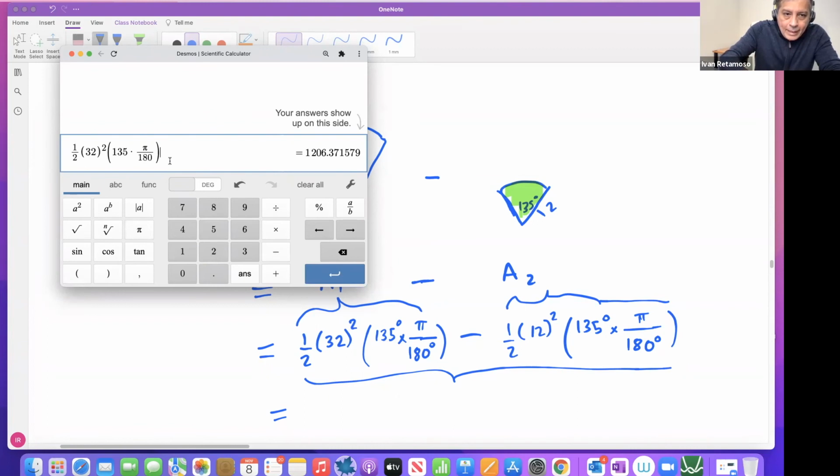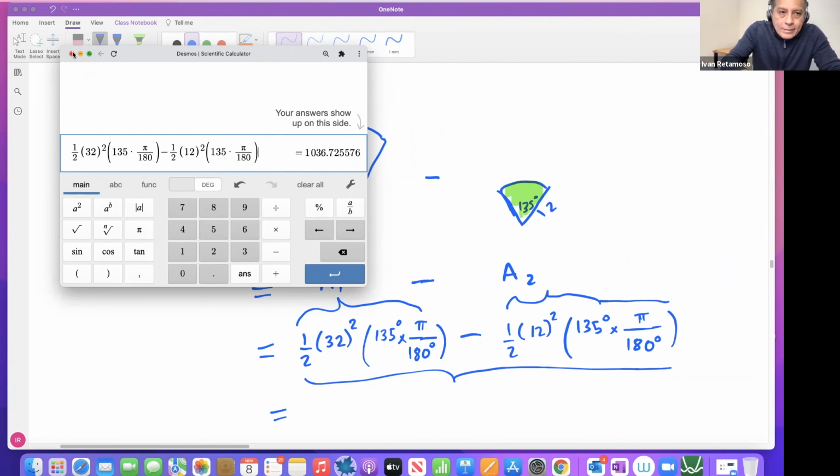This guy minus 1/2 again, times 12 squared, which is the smaller radius, right? 12 squared, times 135, times pi over 180, right? Very good. All this comes up to 1036.7 rounded to one decimal place, right?